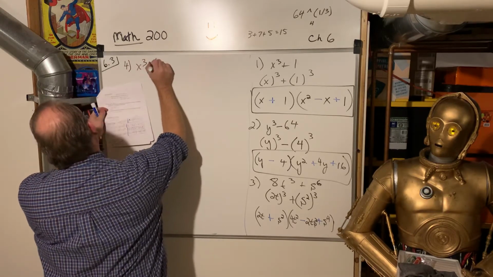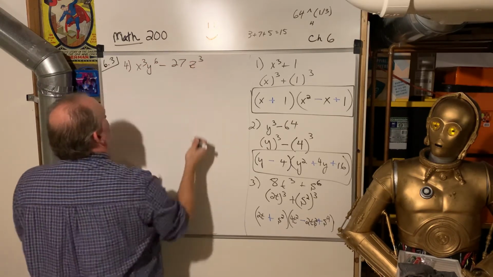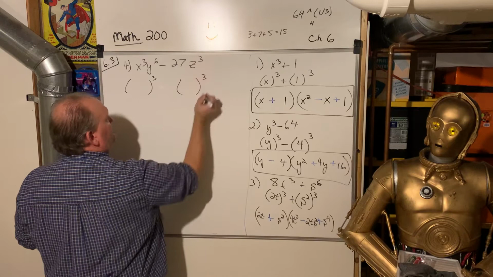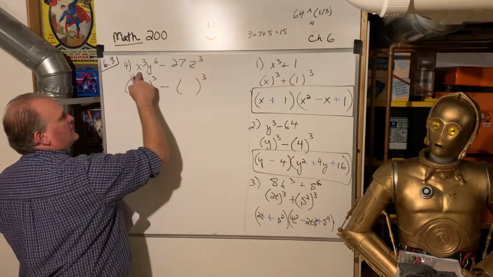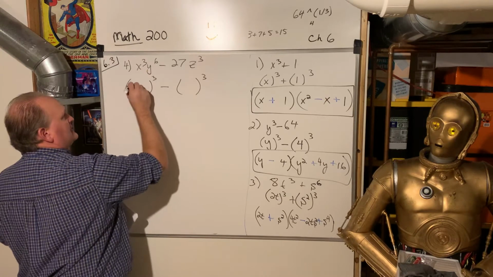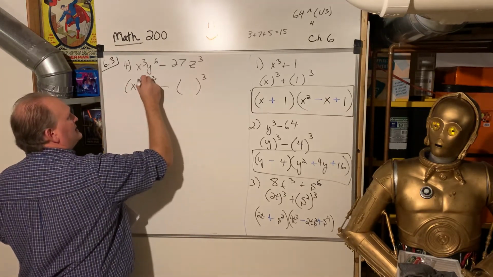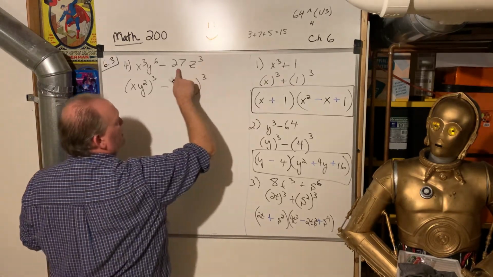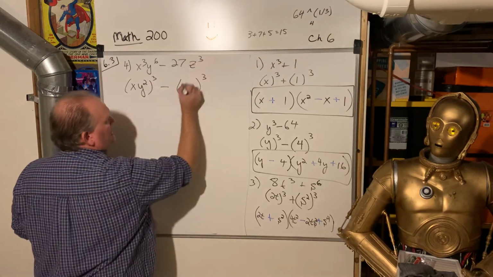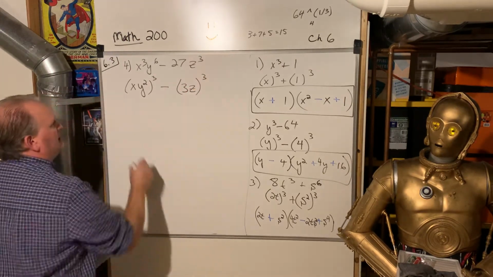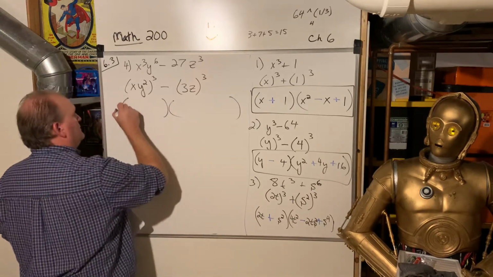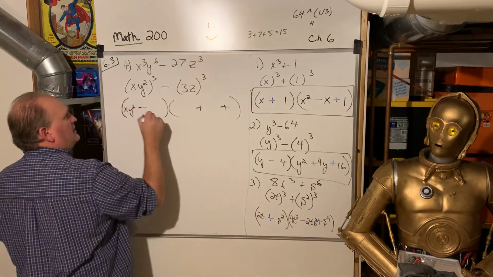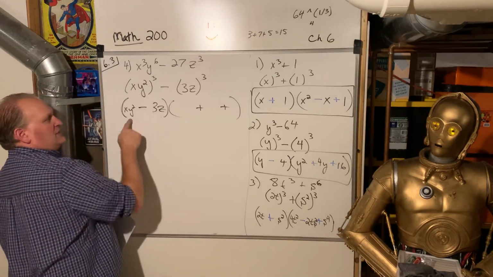x cubed y to the 6th minus 27z cubed. So, cube root of that, cube root of that. And there's a minus in between. So divide by 3, that's x to the 1st, y to the 2nd. The cube root of 27, take 27 to the 1/3 power in your calculator, hit enter, and it should tell you 3z. And here we go. It's a minus plus plus, and xy squared, 3z. xy squared goes there, 3z goes there.